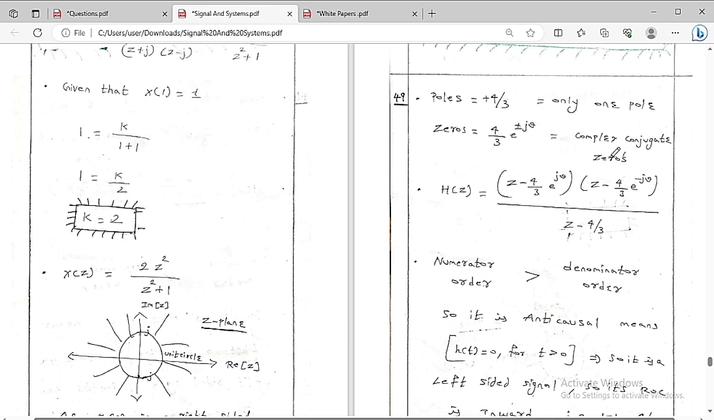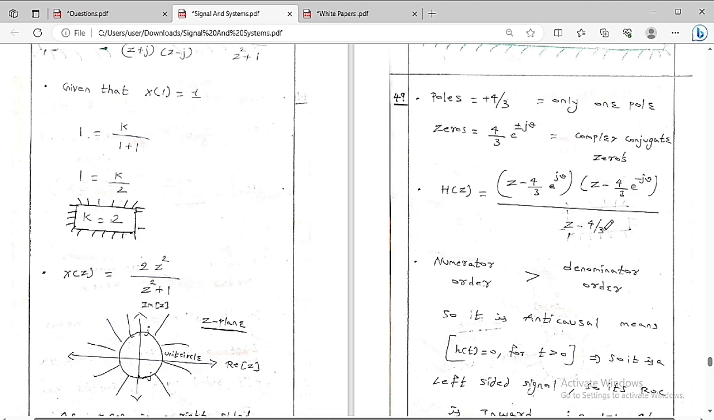Always the complex roots come in pairs, and the irrational roots also come in pairs. So now what is h of z? Zeros by poles. So z minus 4 by 3 into e to the power of plus j theta, then z minus 4 by 3 into e to the power of minus j theta, divided by z minus 4 by 3. The numerator roots are called the zeros and the denominator roots are called the poles.